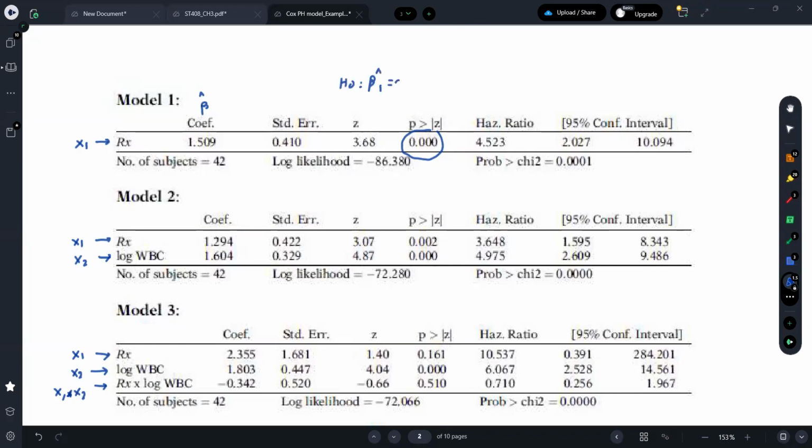H0: beta 1 hat equals 0 versus H1: beta 1 hat not equal to 0. I'll show you the test statistic later. Here a p-value of 0.00 means, at alpha 5%, we reject H0. Rejecting H0 means beta 1 hat is not 0, so there is a significant value for that. So there is a significant treatment effect in this model.